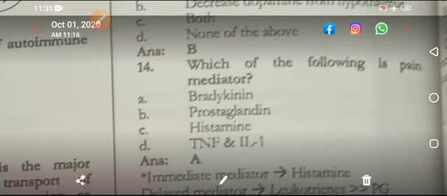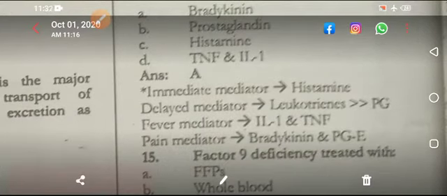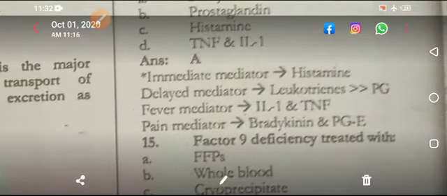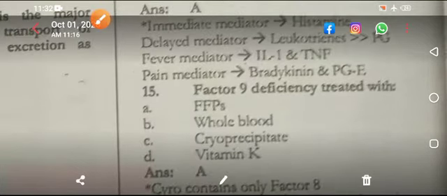Which of the following is a pain mediator? The answer is bradykinin. Immediate mediator: histamine. This is absolutely the right sequence. Delayed mediator: leukotrienes. Fever mediator: interleukin 1 and TNF alpha. But if there is a bacterial infection, then choose interleukin 1, and if there is a viral infection, choose TNF alpha, because the CPSP will always confuse you. Pain mediators: bradykinin and prostaglandin E.